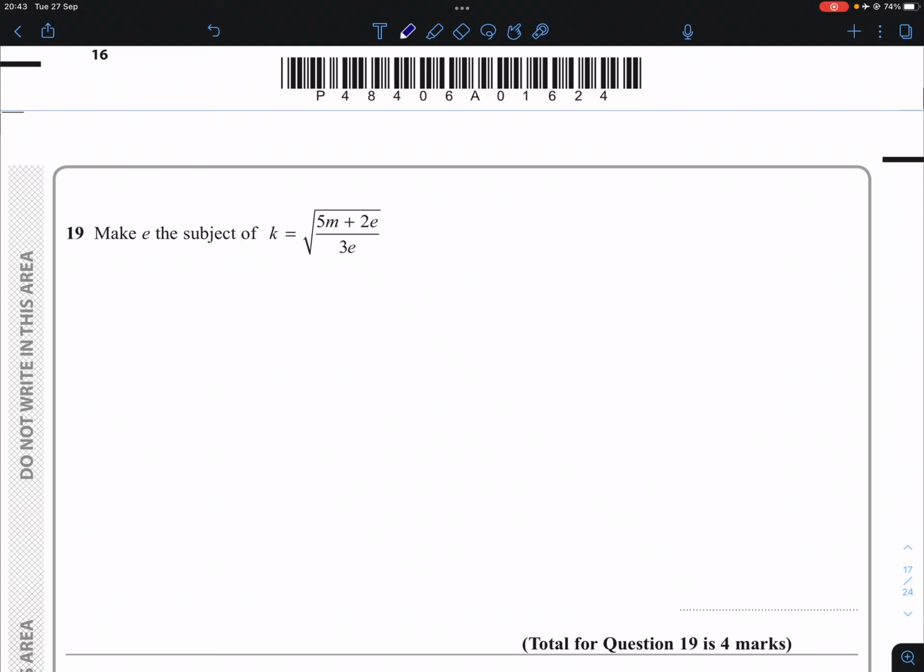Question 19, make E the subject of this formula. So we have two E's in our formula and we're trying to make it so the E is on its own. This is a pretty complicated formula. We have this large square root here, and in any questions where you have a large root like that, the first thing that you're going to want to do is get rid of said root.